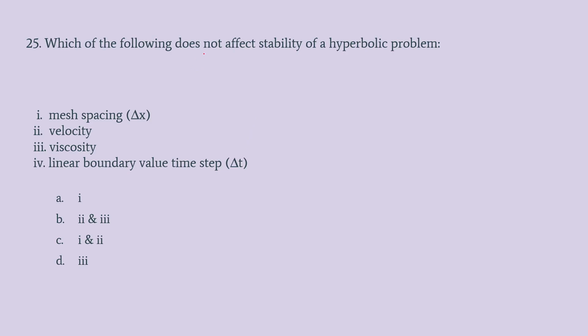Next question, which of the following does not affect the stability of a hyperbolic problem? Properties are mesh spacing, velocity, viscosity, and time step. Options are option A, mesh spacing only, option B, velocity and viscosity, option C, mesh spacing and velocity, option D, viscosity only. You can try to answer the question.